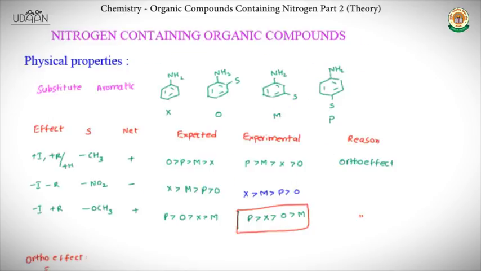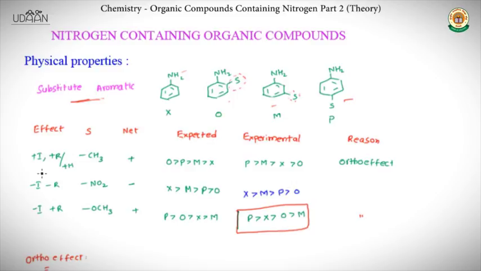Let us come to the last part of the basic nature, where you have to tell the basic nature of substituted aromatic compounds. Now consider these 4 compounds, where first you have aniline, and next you have any substituent, say S at ortho position, and next one at meta position, and next at para position. Now depending on this variation in S, you are going to find out the basic nature order for this, and what you are going to expect, and what is determined experimentally, and the reason for it.